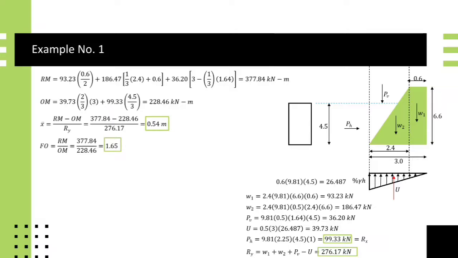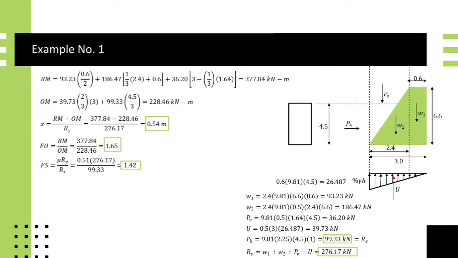Next, factor of safety against sliding. Tatandaan nyo, may binigay na mu. So, kailangan yan. Kapag wala, magreklamo kayo, ha? So, Fs is equal to mu Ry over Rx. Substitute lang din yan lahat. 0.51 times 276.17 over 99.33. Ang inyong sagot is 1.42. Final answer.